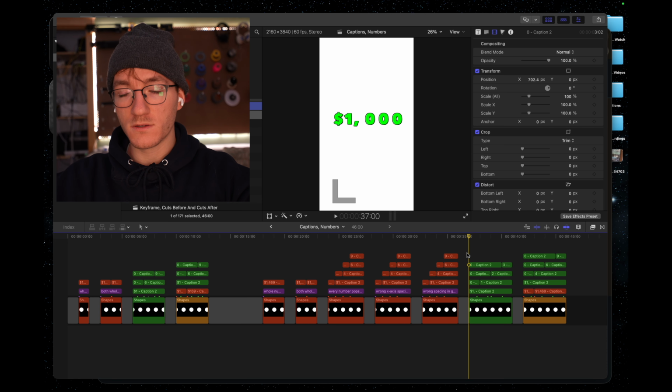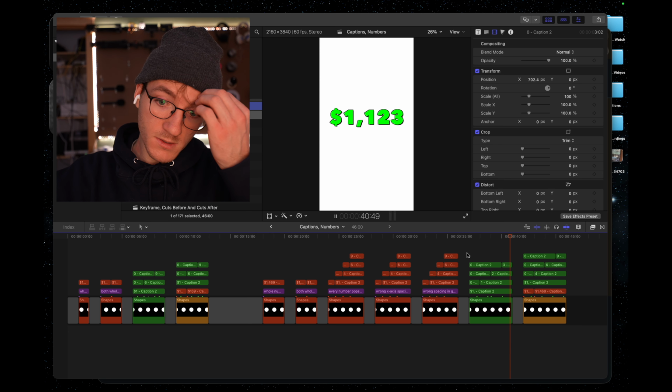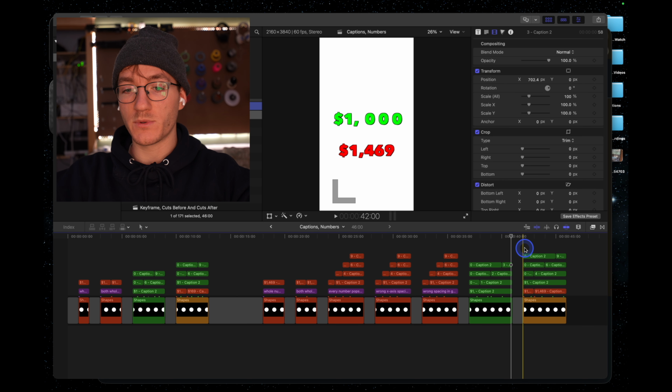So 1,123. 1,123. So just like that. And here are those examples side by side.